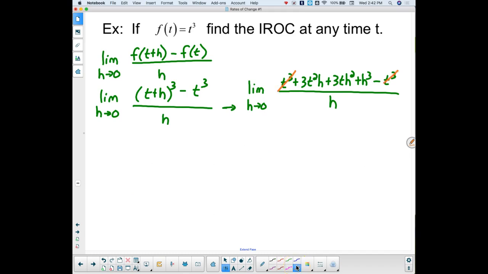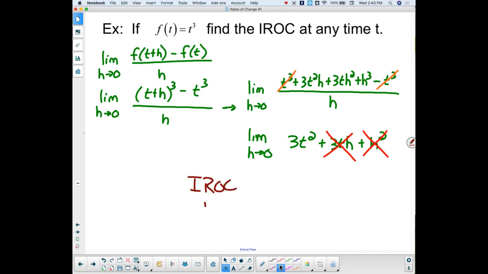Then the t cubes cancel each other out, which is what I needed it to do. And everything can be divided by h. So then this becomes 3t squared plus 3th plus h squared. Now I can send h to 0. So if h is 0, then that one goes away, and that one goes away. Anything with an h in it goes away. So my IROC function, which is my speed function, is 3t squared units per second.